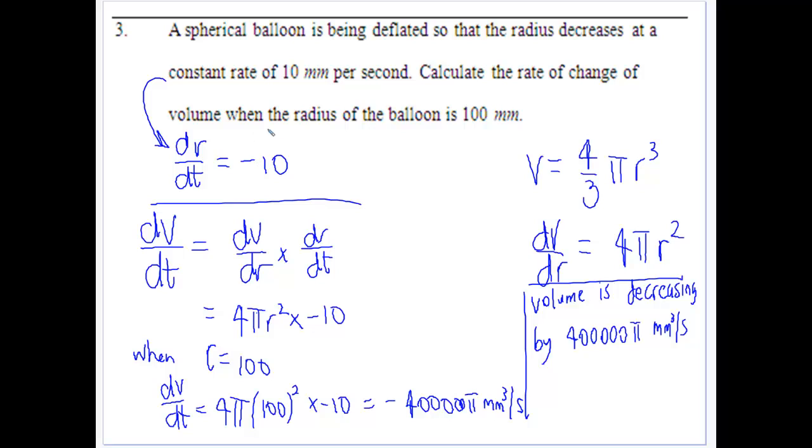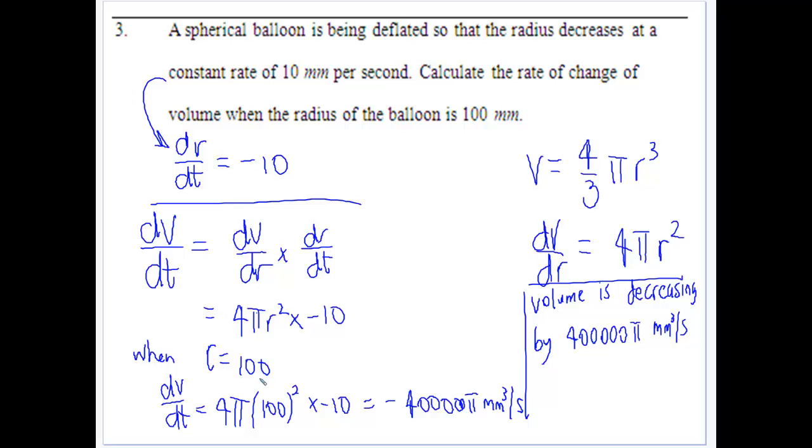So again, we want the rate of change of the volume, dV/dt. We have not got an expression for the volume in terms of time. In the 2-unit course we would have, in Extension 1 we don't. So dV/dr this time we can get, because we know the volume is 4/3 pi r cubed, so dV/dr is 4 pi r squared. So we can get an expression for that. And we know that we've got dr/dt, so we can use the chain rule to do this. So we get 4 pi r squared times minus 10, and we do our substitution.